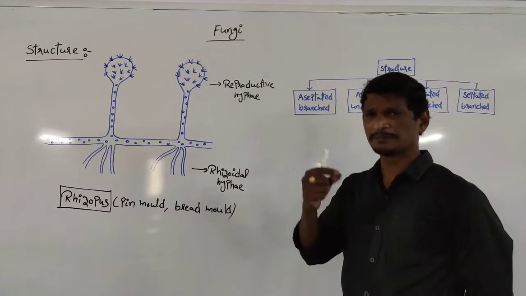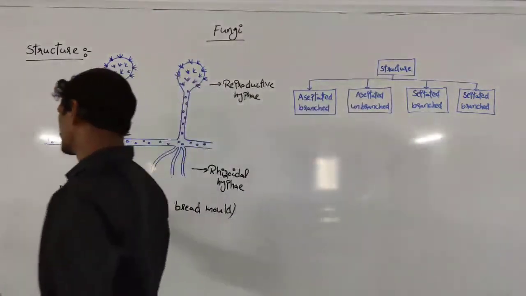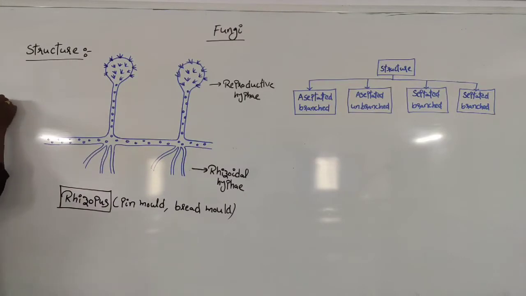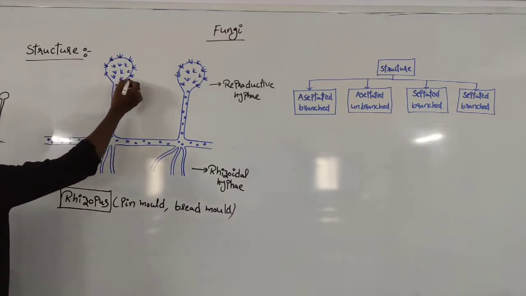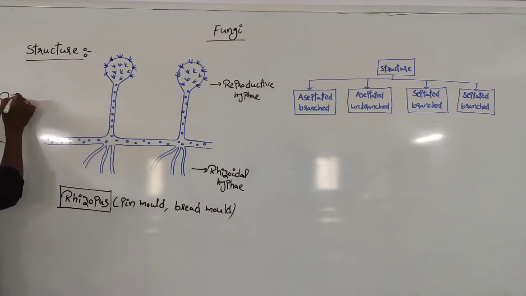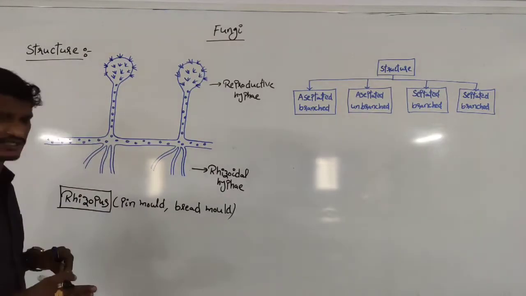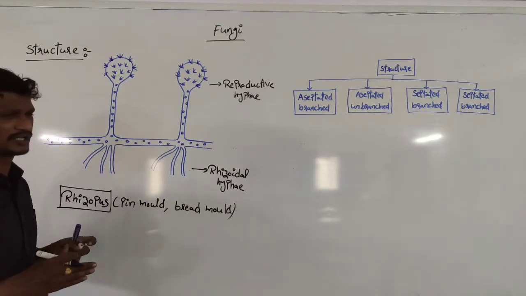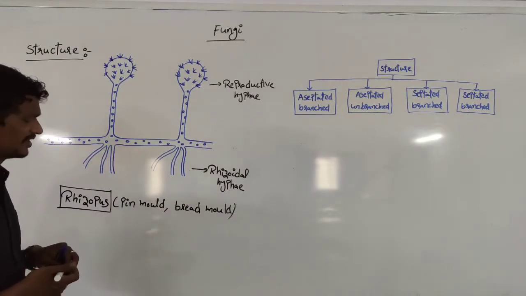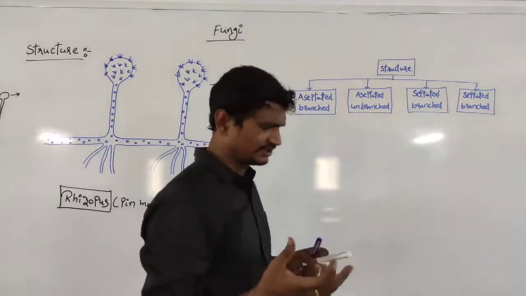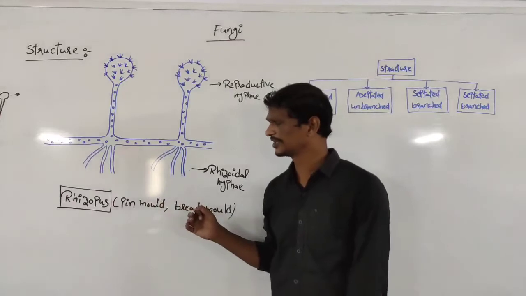And it forms pin-like structures. We know the pins we are using, right? This is the pin we use, so here this is the head part and this is the base part. What I am trying to tell here is that this structure is the pin structure, and this is the fungi structure, so both resemble each other. That's the reason why this one is called pin mold structure. See, mold is nothing but fungi.